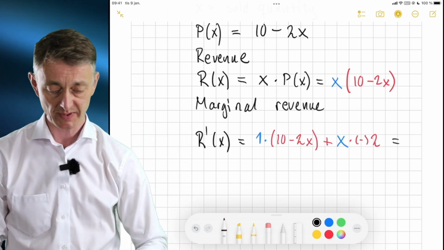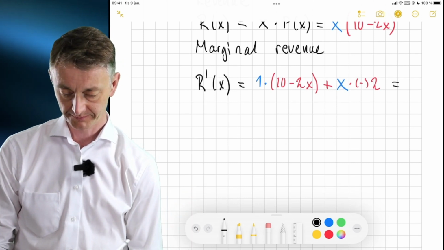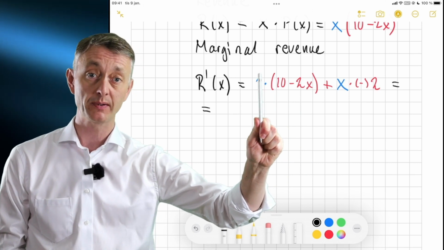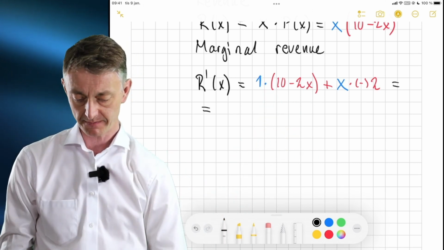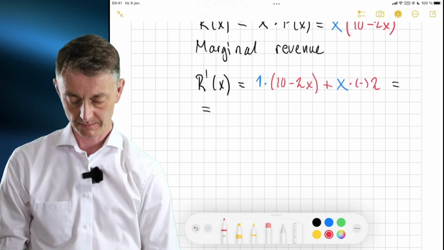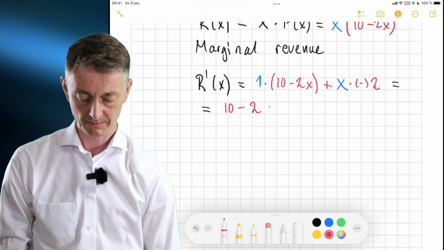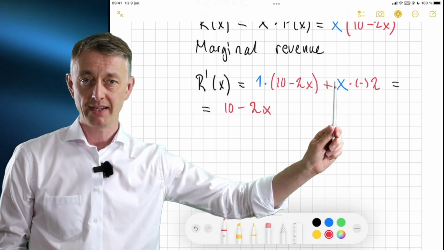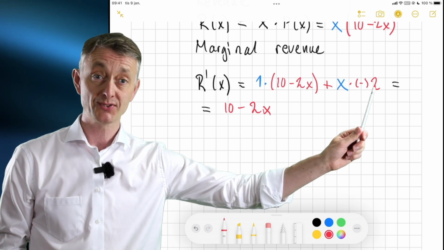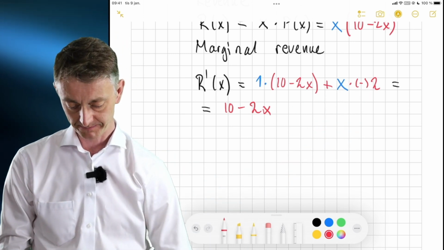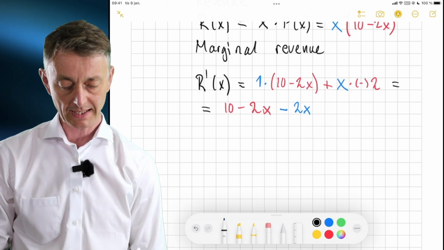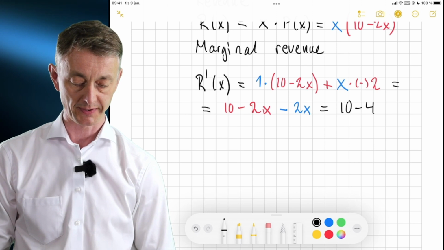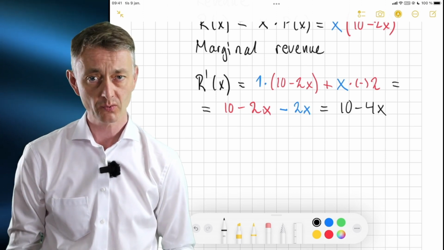Okay, and we can simplify this a bit. So what do we have here? Since we multiply by 1, there will only be 10 minus 2x here. Okay, and what do we have here? We have plus x times minus 2, that's minus 2x, and this is then equal to 10 minus 4x. Right, and there you have it.